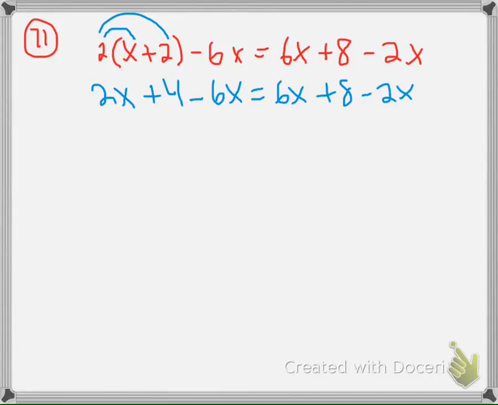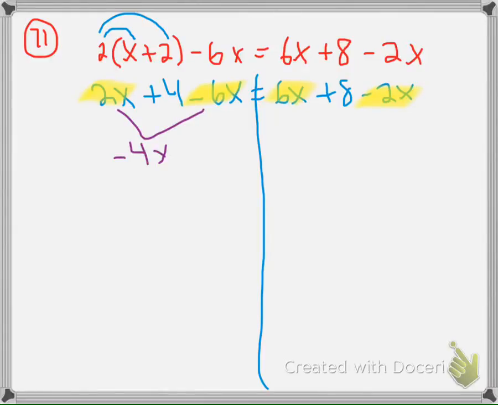Okay, now I can combine like terms. On one side of the equation, I have 2x and negative 6x. On the other side, I have 6x and negative 2x. So I'm going to combine those. 2 and negative 6. 2 minus 6 is negative 4x plus 4 equals, and then 6 minus 2 is 4x, and then bring down what's left.